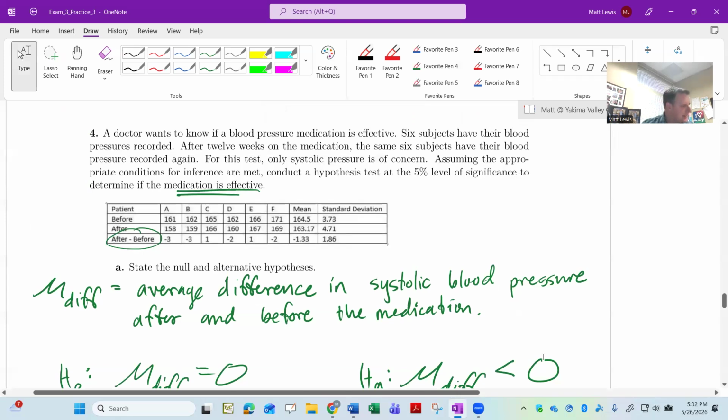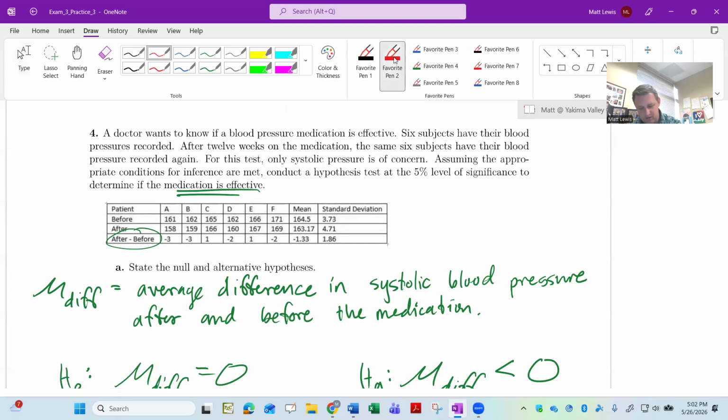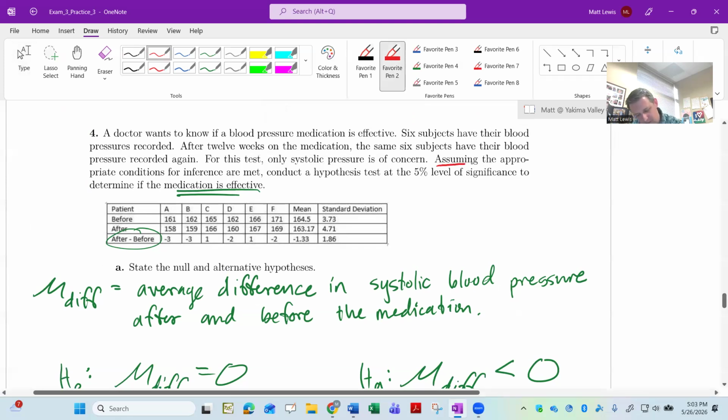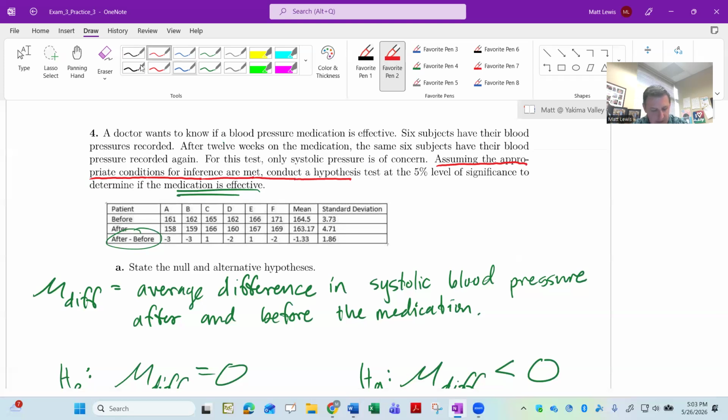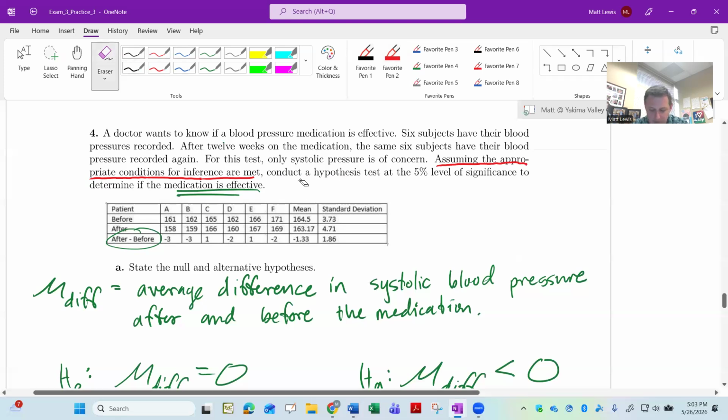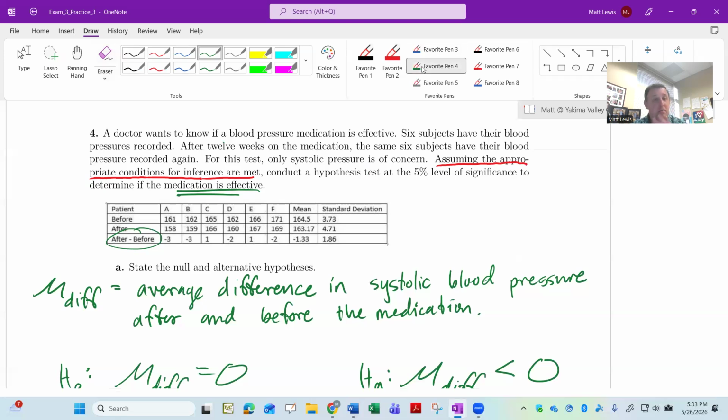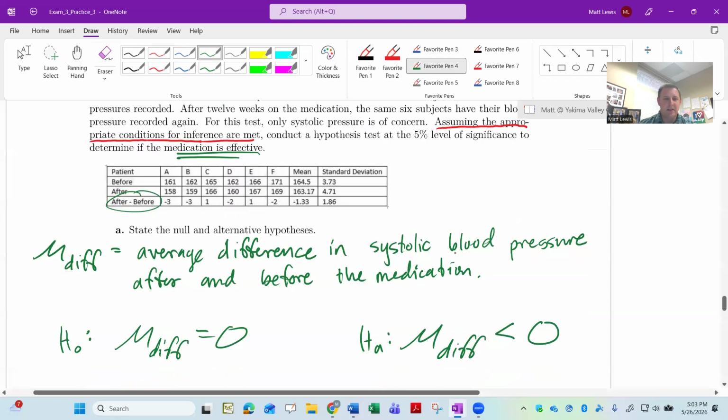I forgot to add a sentence to this. Oh, no, I did not forget. On this particular one, you don't really have enough information. You need to make some plots, make a histogram, in order to judge this. But it says assuming the appropriate conditions are met. So in this particular instance, I give you permission to just proceed as if the conditions are met.